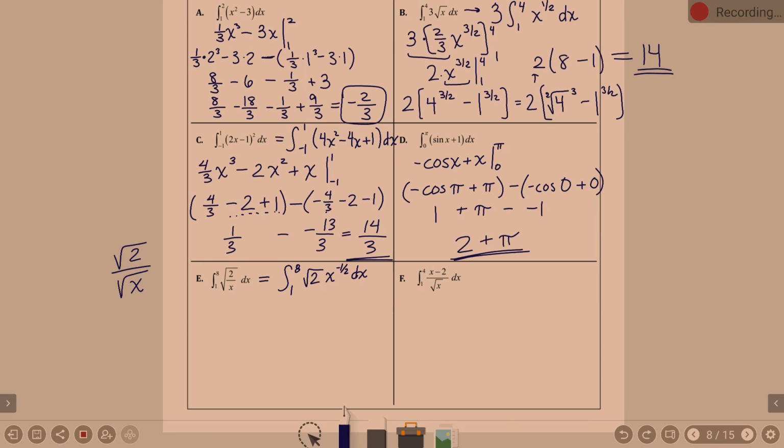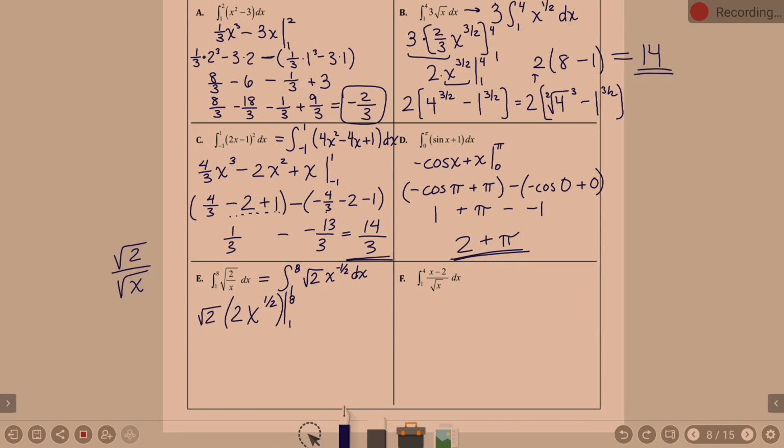Okay. That square root of 2, you can just plop out front for right now. You don't have to put an x on, because it's not needed. It's part of the same term, so you can just think of it as a constant. Now, x to the negative 1/2, add 1 to the power makes it x to the positive 1/2. Dividing by that new power of 1/2 is multiplying by 2.